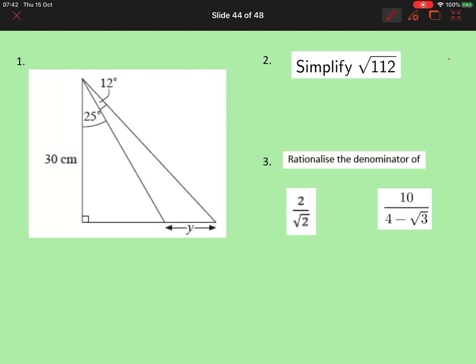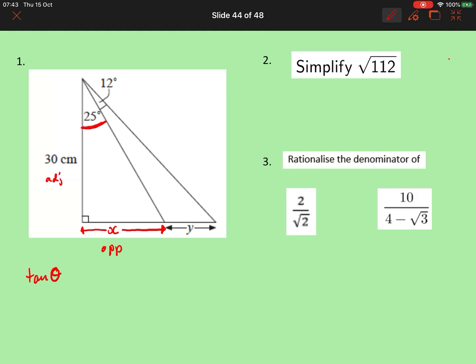Okay, so if you've had a go at question 1, hopefully that was easy enough. What I would do for this question is label this distance as x, okay? And we can find x because, relative to this 25-degree angle, x is the opposite side and 30 is the adjacent side. So now we know the sides. Which trigonometric function is it? Is it sine, cos, or tan? Well, because it's opposite and adjacent, we're going to be using tan.